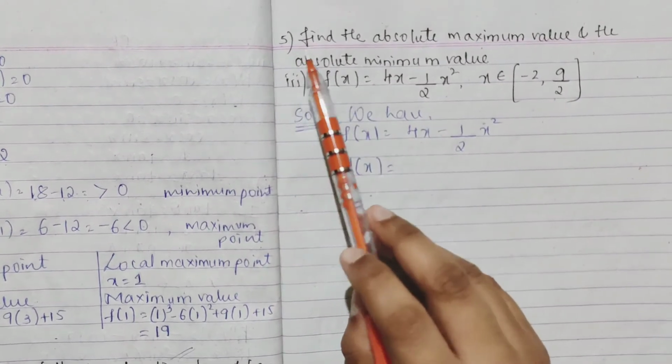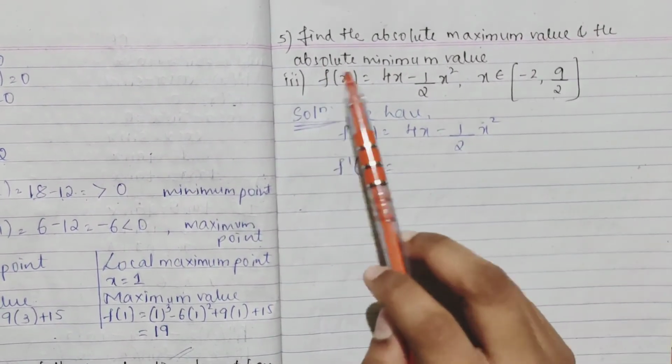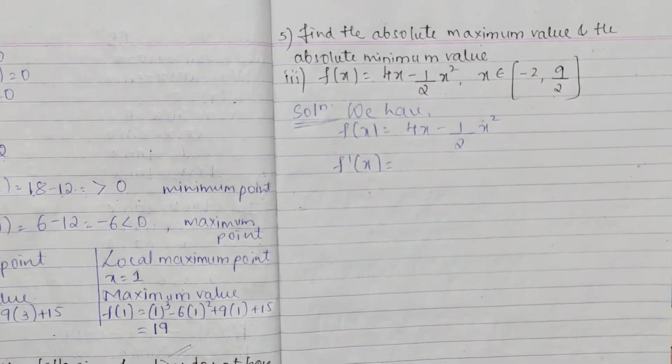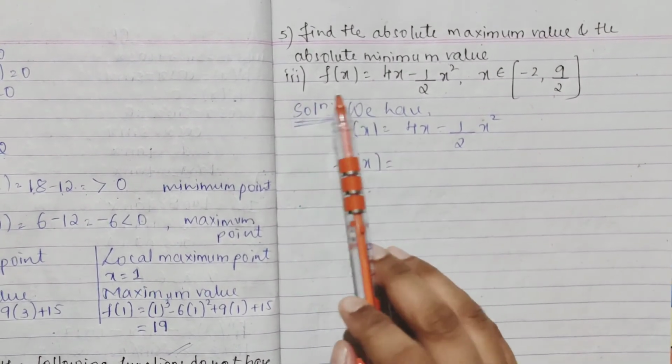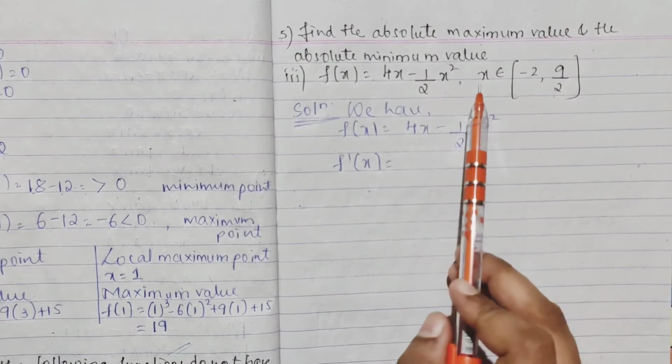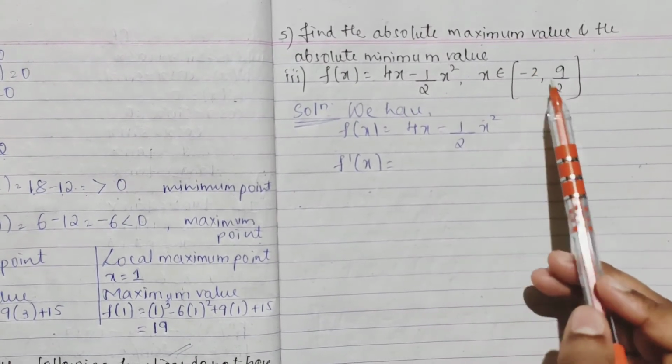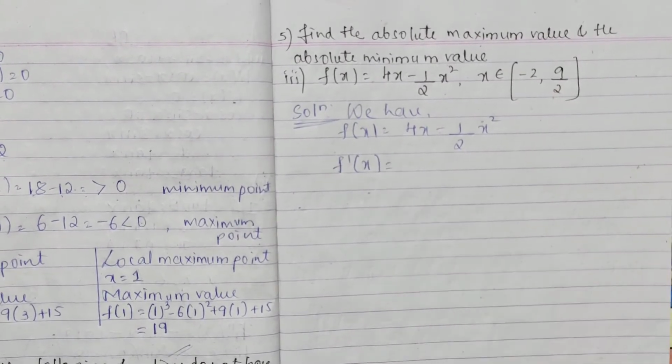Next is your fifth one: find the absolute maximum value and the absolute minimum value. I have already shown you an example. f of x is equal to 4x minus half x square, where x belongs to the closed interval minus 2 comma 9 by 2. So how do we do this?